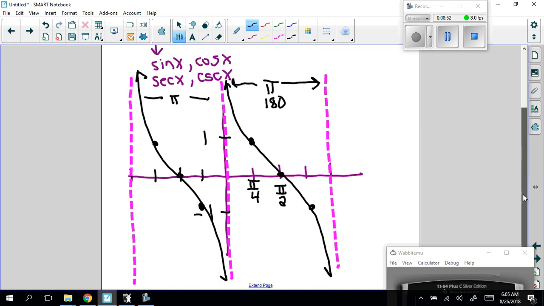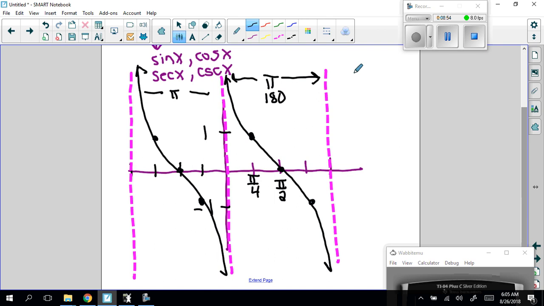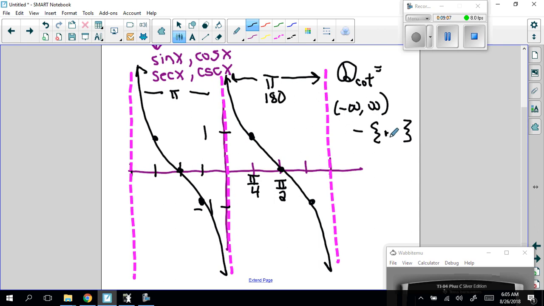All right. So go back to cotangent. The domain of cotangent is minus infinity to infinity. Take away all the verticals at multiples of pi. The range of cotangent is minus infinity all the way up to infinity. I say double bar R. The book says minus infinity to infinity.